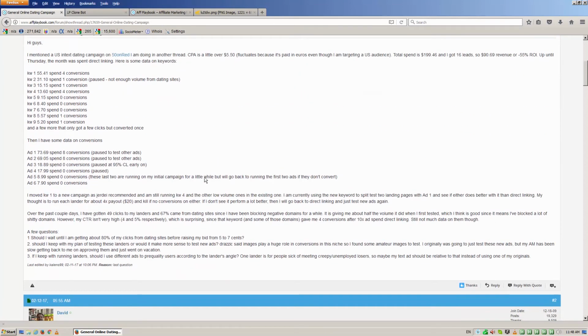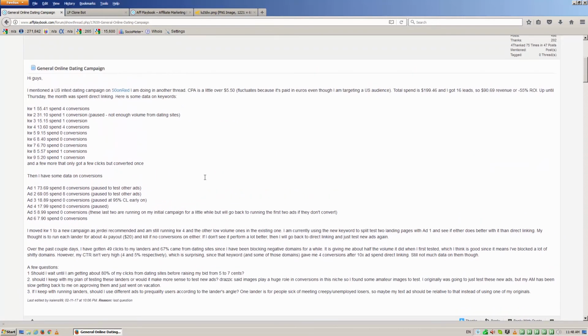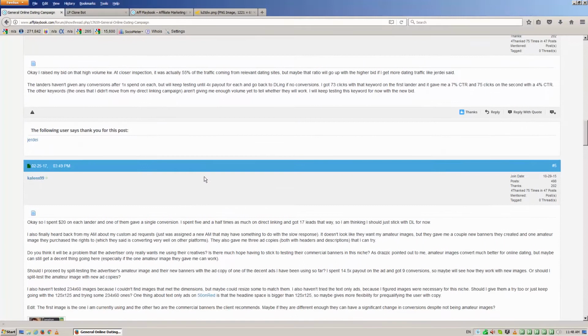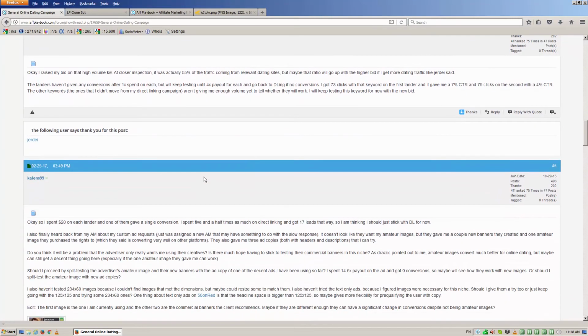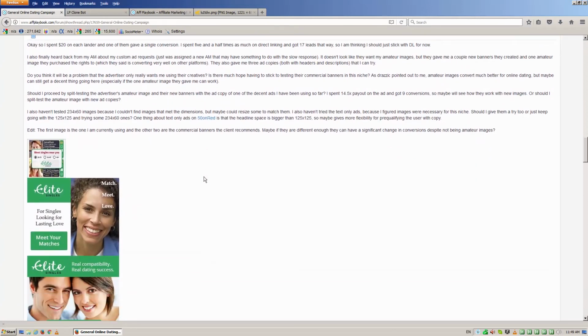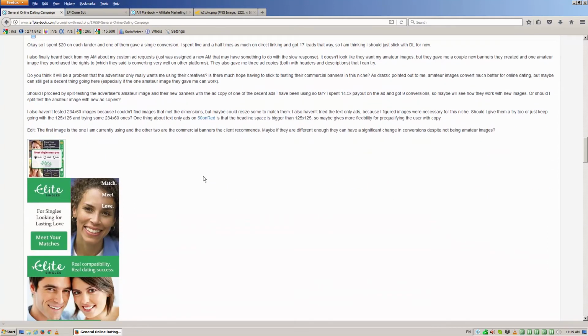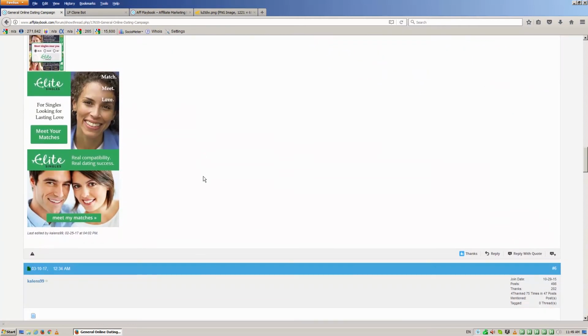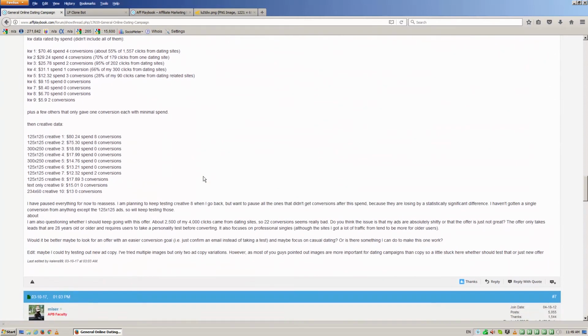And then people will provide suggestions and give them tips, and vice versa. It's a really useful learning tool to improve on your own campaigns. And even if you are the one writing the follow along campaign diary, it's really good for self-reflection, to see from an outside view how your campaign could be improved. And again, you can get tips from super affiliates.